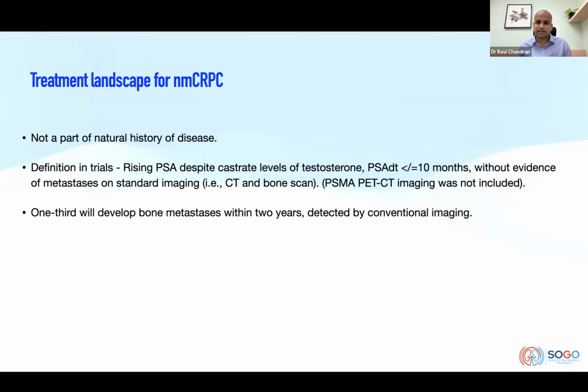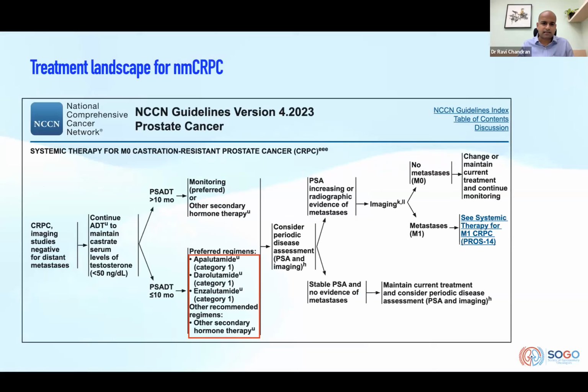Only patients with PSA doubling time less than 10 months are the ones which require treatment. And in all the trials, the imaging modalities were just CT scan and bone scan. Probably if these patients were to have a PSMA PET-CT, they may really not be non-metastatic CRPC to begin with. Most of these patients will go on to develop bone metastasis within 2 years of initiating treatment. There are 3 drugs, apalutamide, darolutamide, and enzalutamide, along with ADT in non-metastatic CRPC setting.